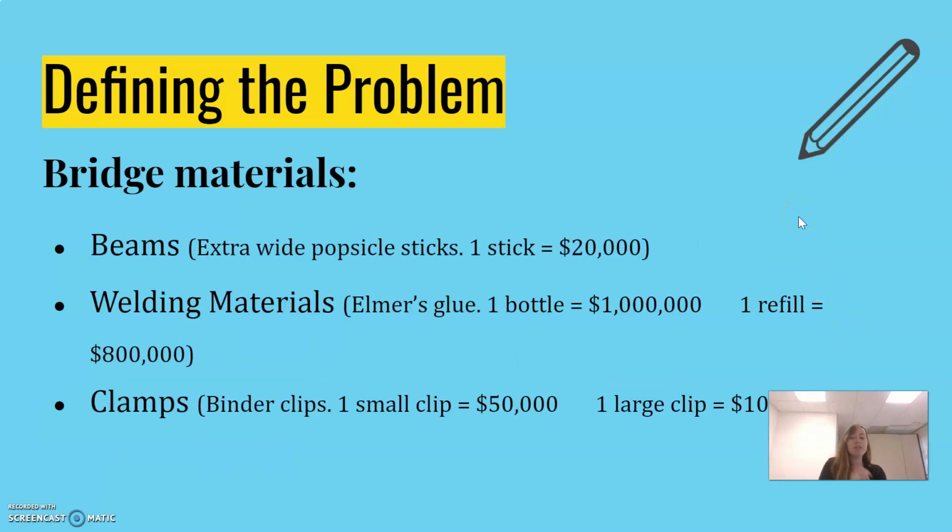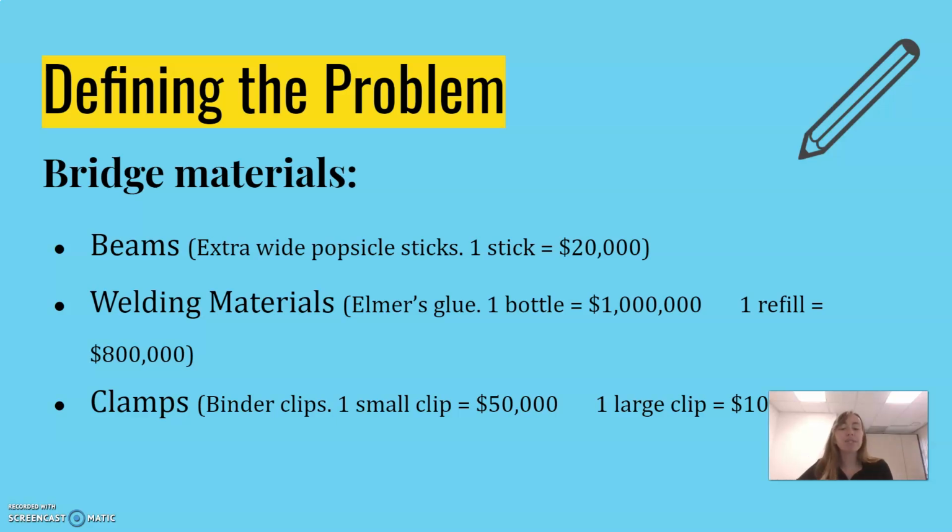All right, so the materials, those of you who are at home already got these. So the beams are those extra wide popsicle sticks. Each stick costs, in our fake money, our budgeting, $20,000. The welding materials, aka glue, costs $1 million for one bottle. If you end up getting a refill, again, that's only going to be possible if you're at school, that's another $800,000. So it's pretty expensive. Just be careful how much glue you're using as you work through it.